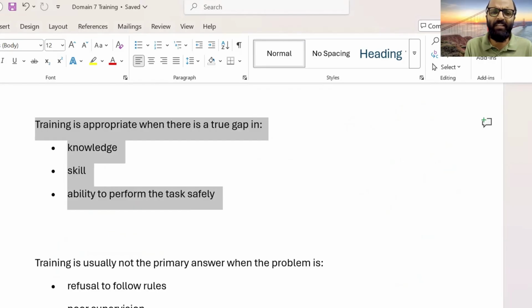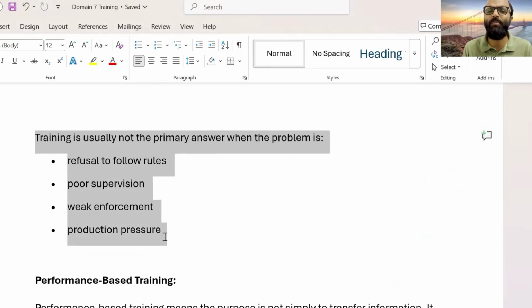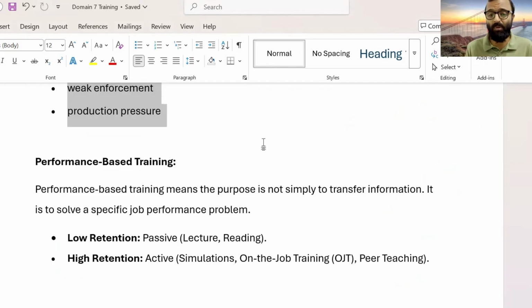हमेशा question आता है. Training is usually not the primary answer when the problem is refusal to follow rules, poor supervision, weak enforcement, production pressure. When there is production pressure, supervisor scolds and gets the work done in an unsafe manner, training is not an issue here. Supervision pressure is an issue. Weak enforcement, poor supervision. Okay, these are all not training problems.